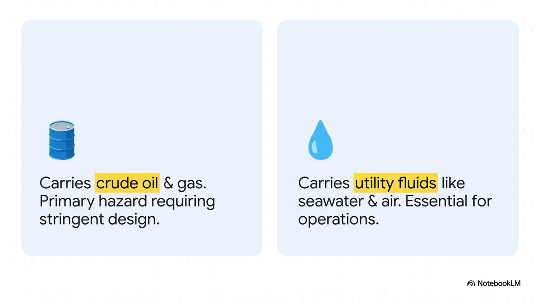And because they carry highly flammable fluids under immense pressure, they're the primary hazard on the platform and require the absolutely strictest design standards to prevent leaks. Utility lines, on the other hand, carry everything else. Think seawater, glycol, diesel, and air. They act as the essential support network that actually makes the hydrocarbon extraction possible.